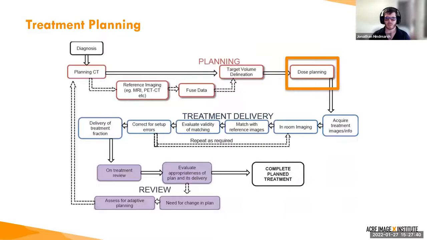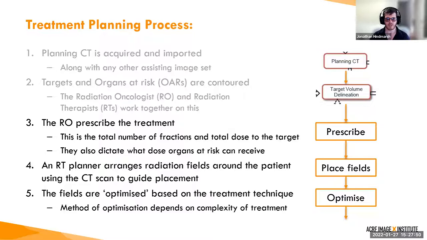So once we have our volumes, we then move on to radiation planning. In this case, it's called dose planning. So the process of this is, we've got our planning CT, we've discussed that, and we've got our contours. Once we've got those two, the radiation oncologist will prescribe the treatment. That is, they will indicate the total dose and the number of fractions used to treat the target. And they'll also indicate what they want to limit the organs at risk to.